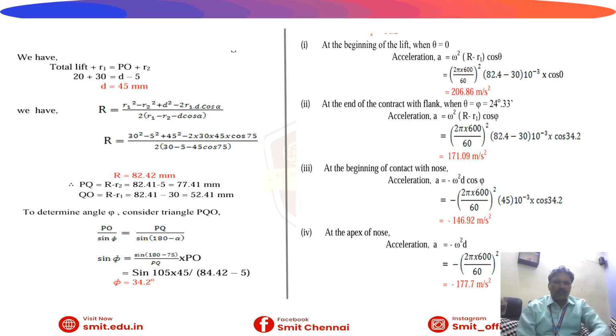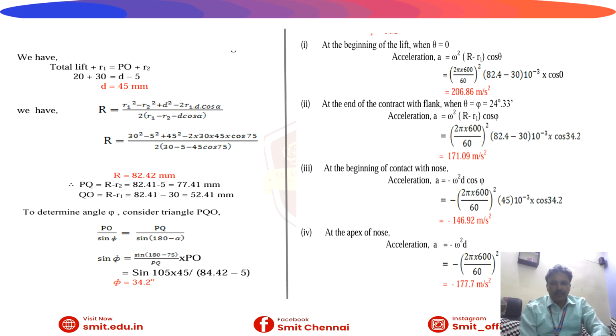Now this is the calculation. This slide gives the full glimpse of this calculation part. Total lift plus R1 is nothing but PO plus R2, that is 20 plus 30 equal to D minus 5, that is D equal to 45 mm. We are using this formula, R equal to this basic formula.